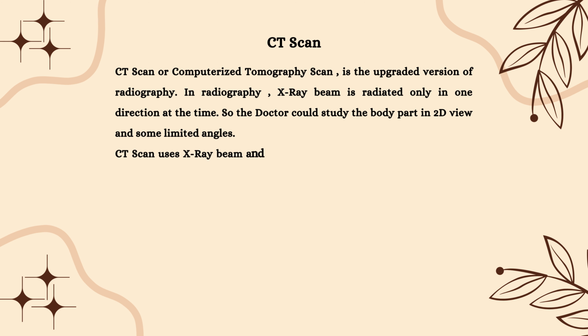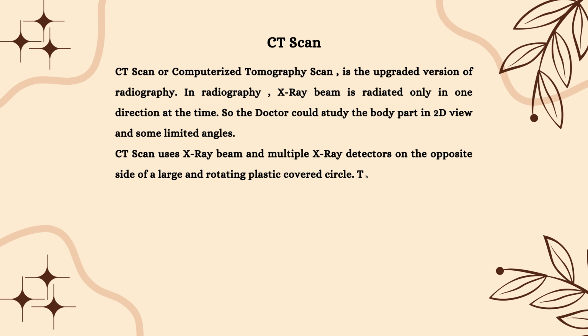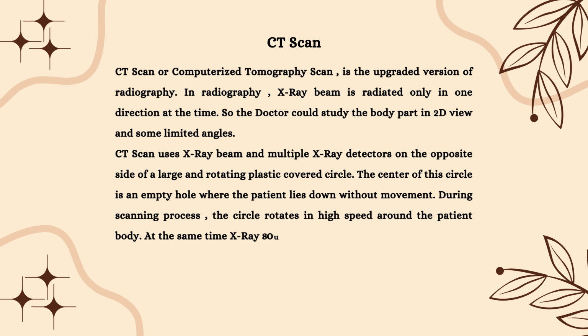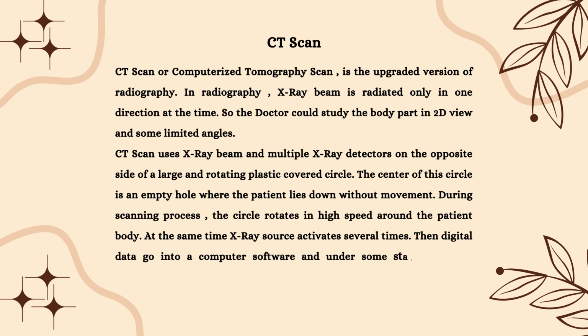CT scan uses an X-ray beam and multiple X-ray detectors on the opposite side of a large, rotating, plastic-covered circle. The center of this circle is an empty hole where the patient lies down without movement. During the scanning process, the circle rotates at high speed around the patient's body. At the same time, the X-ray source activates several times. Then the digital data goes into computer software, and with some standard image processing algorithms, a full 3D view of the body part is exported.